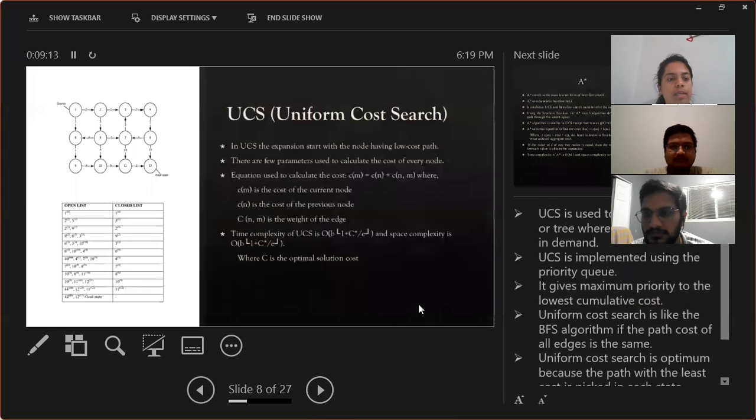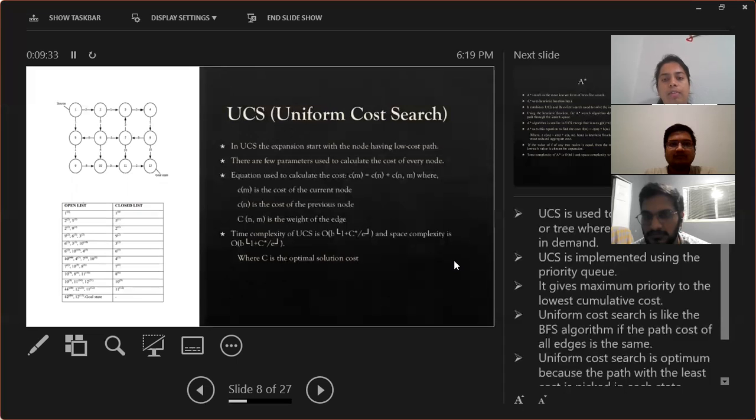And coming to the next search algorithm, which is the uniform cost search. In uniform cost search, the expansion starts with the node having the lowest cost path. So it has the cost on the edges for every node. There are a few parameters used to calculate the cost of every node.